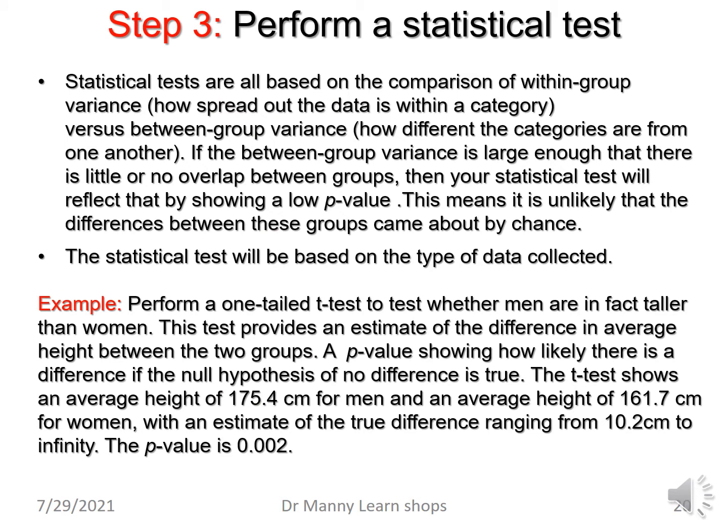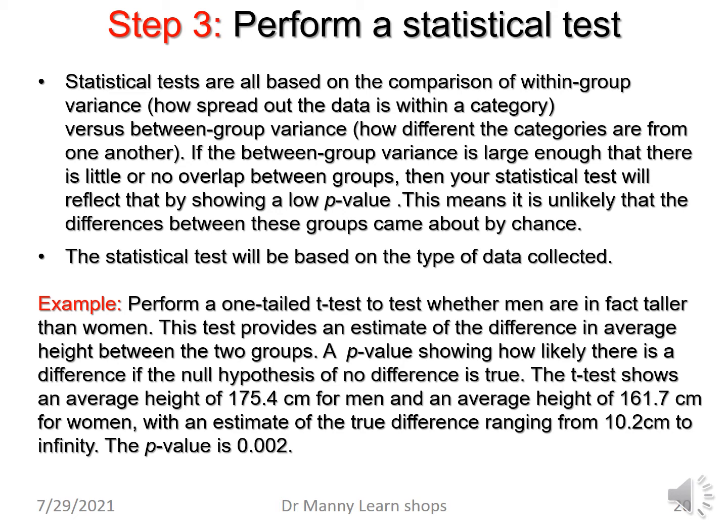Step 3 is performing the statistical test. This is based on the comparison of within-group variance, how spread out the data is within the category, versus between-group variance, how different the categories are from one another. If the between-group variance is large enough that there is little or no overlap between the groups, then your statistical test will reflect that by showing a low p-value. This means it's unlikely that the differences between these groups came about by chance.